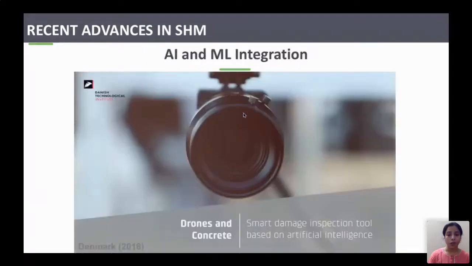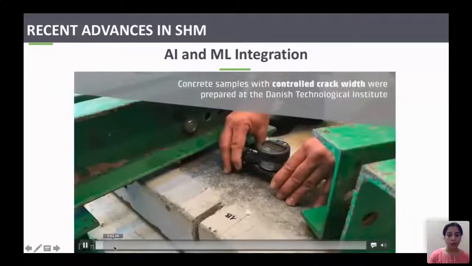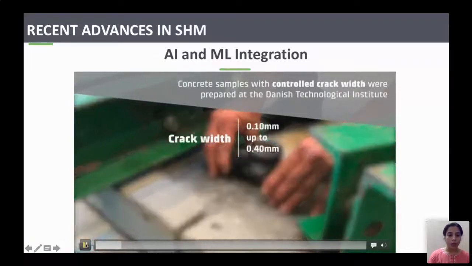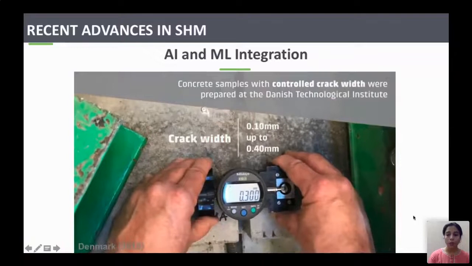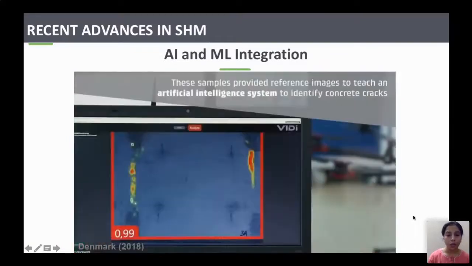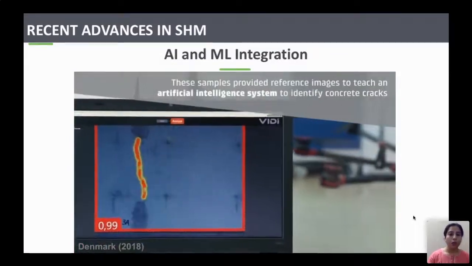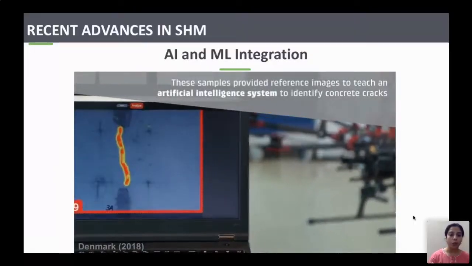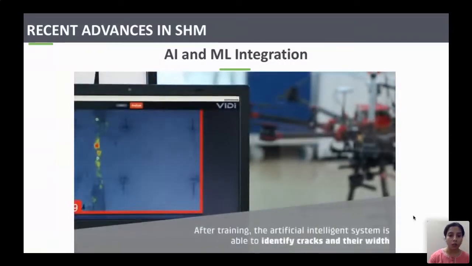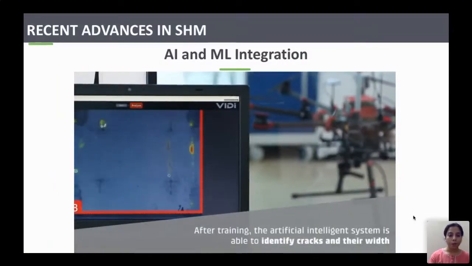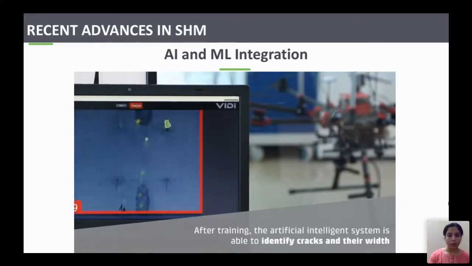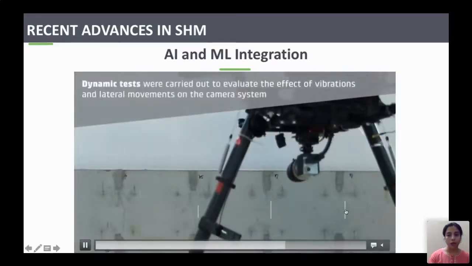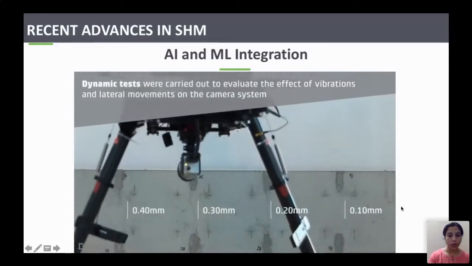concrete strength. The next is integrating the artificial intelligence with the drone technology. This I will show you quickly. So this actually works on the same principle as face recognition. So we will make the software learn that this is the width and this is the length of a particular crack. So next time when it captures the picture of a similar crack, it will measure the length and its width. So this is R&D work which is being done in Denmark.